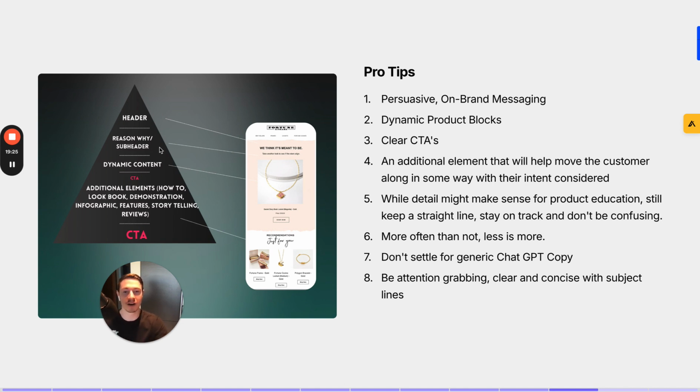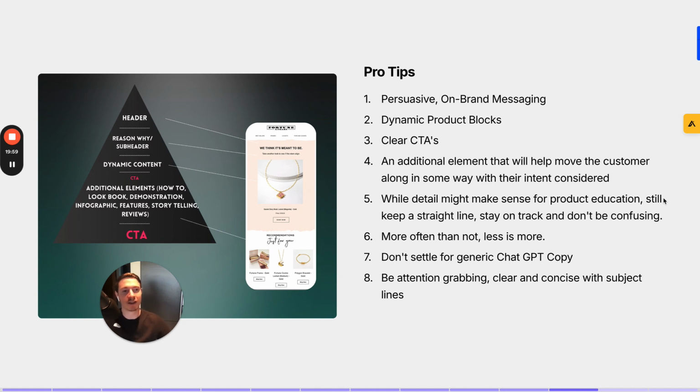So if you don't know where to start and you want to start getting pen to paper, use this formula here. But some other pro tips: be persuasive with on-brand messaging, and study copywriting ever so slightly, just so you actually understand what copywriting is if you don't. Dynamic product blocks, obviously clear CTAs, and add additional elements that will help move the customer along with their level of intent considered. So understanding they're at the browse abandonment stage, not abandoned cart stage, what additional elements could help move that customer to abandoned cart or just a conversion?